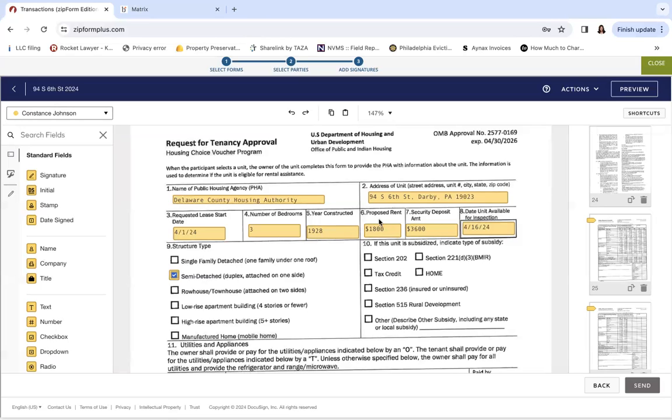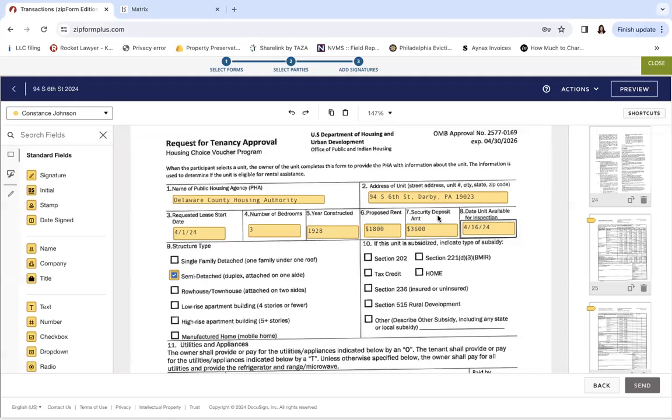Number 6 asks for the proposed rent. In this example, we're requesting $1,800 a month. And number 7 is the security deposit amount. For this particular property, we are asking for equal to 2 months security.